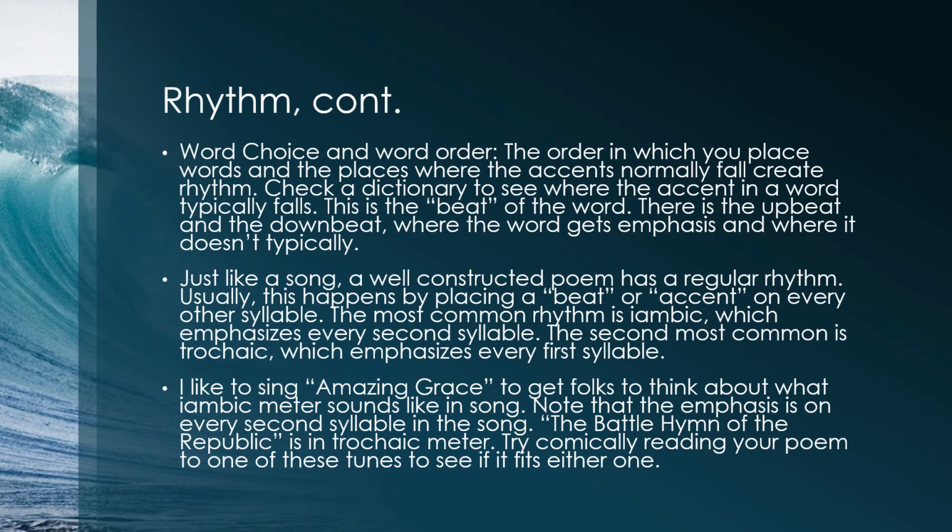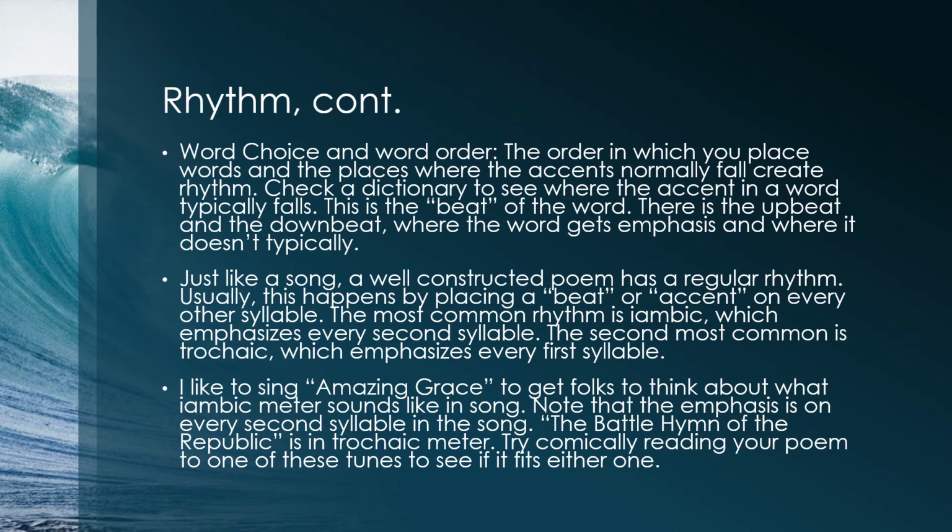So for this one, we're going to think about word choice and word order. The order in which you place the words and the places where the accents normally fall create a rhythm. Check a dictionary if you don't know where the rhythm typically falls in a word. This is the beat of the word. Now, this is where I'm able to start beginning to get across to students. Think about music. In music, there's an upbeat and a downbeat. This is where the word gets emphasis and where it doesn't typically.